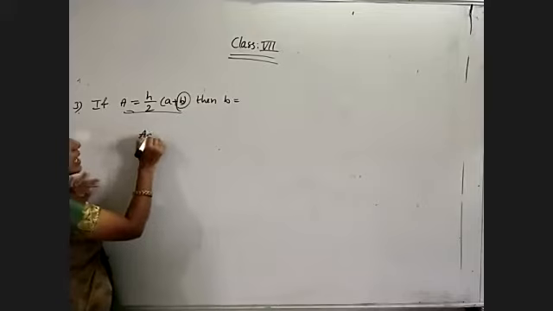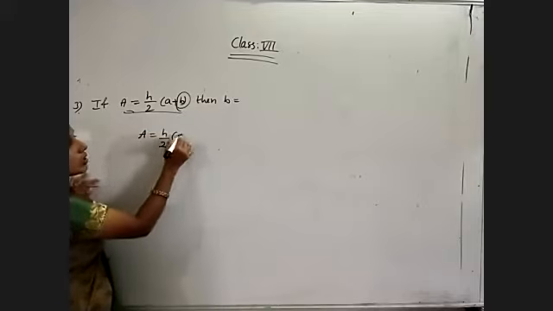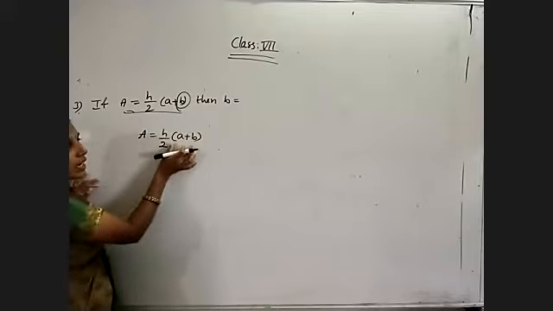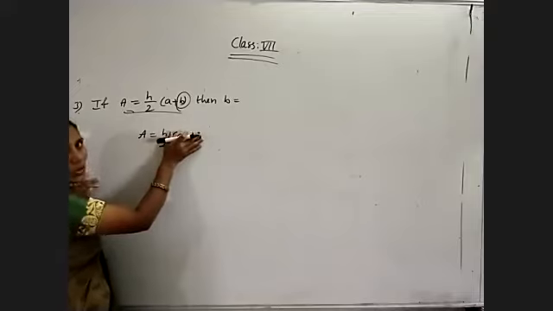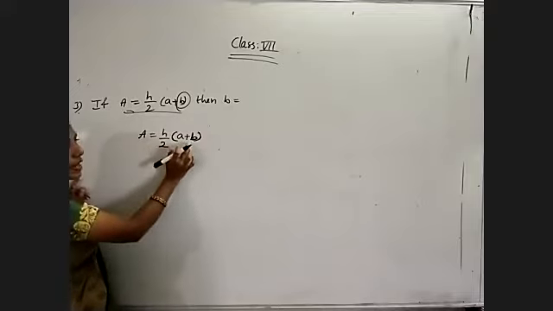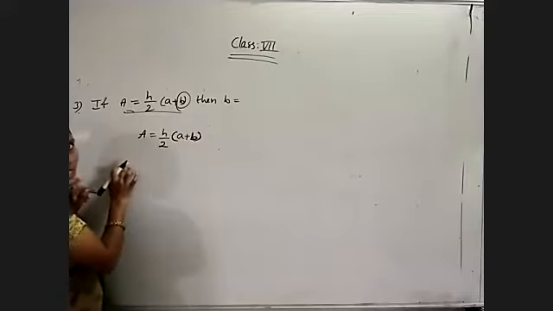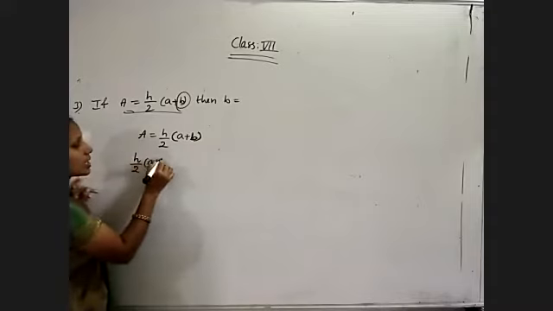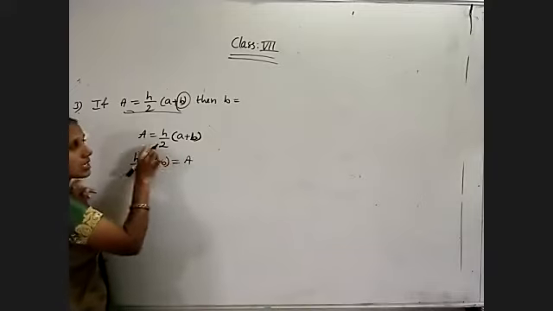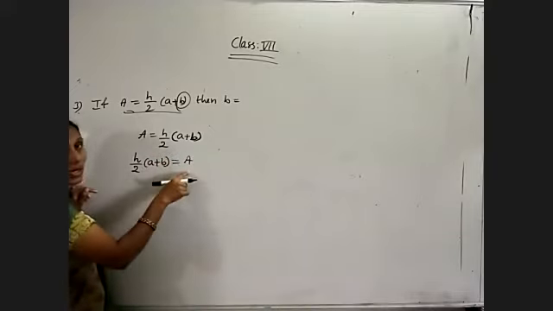So what is given? A is equal to h by 2 into a plus b. Since we need to find b, we keep this term as it is. For that, first of all, whatever value we need, we bring it to the LHS. So I am writing h by 2 into a plus b is equal to a. LHS is equal to RHS, RHS is equal to LHS.